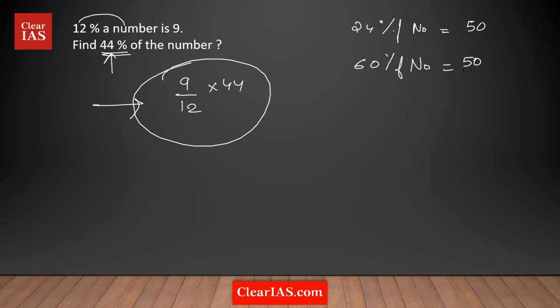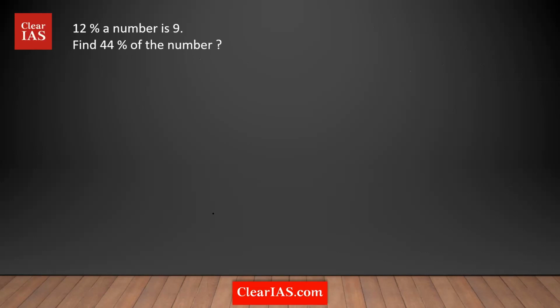So it's nothing but 50 by 24 into 60. That's it. 1% is 50 by 24, and 60% would be into 60. You do the calculation and get the answer. So 12 into 2 is 24, and 12 into 5 is 60. Correct? So you can again cancel it out. This is 25. So 25 into 5 is 125, which would be the correct answer. Got it, all of you? Is it clear? This method is clear for you? Any doubts? Let me know.